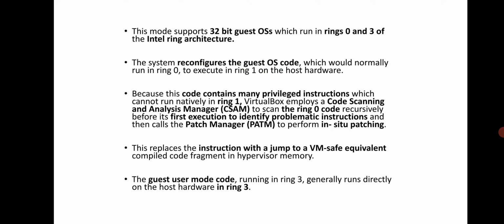This replaces the instruction with a jump to a virtual machine safe equivalent compiled code fragment in hypervisor memory. The guest user mode code running in ring 3 generally runs directly on the host hardware in ring 3.